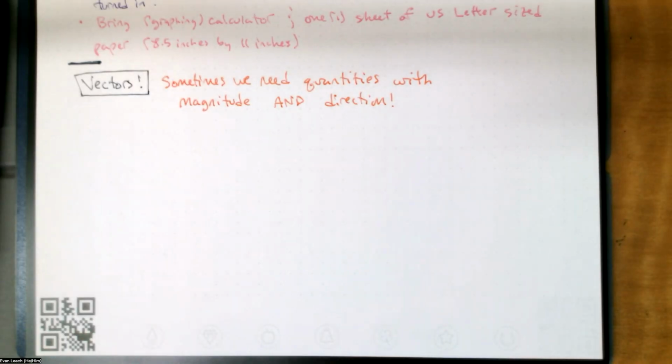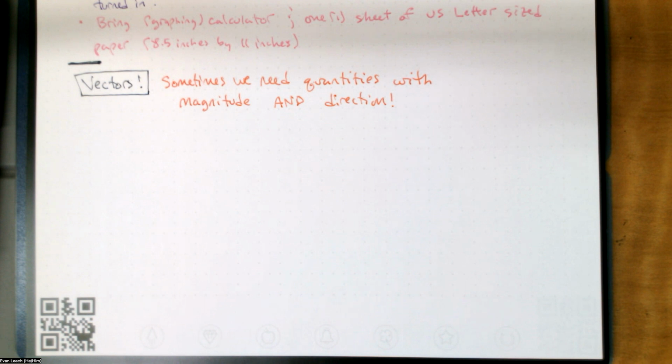Today we want to talk a little bit about vectors. Last time we talked about projectile motion. We took a vector and we said there's some horizontal stuff and some vertical stuff. So that was breaking a vector into components. But now we want to talk about it more generally.